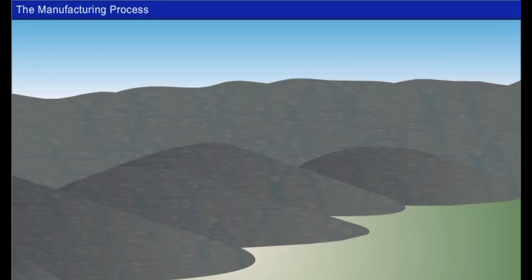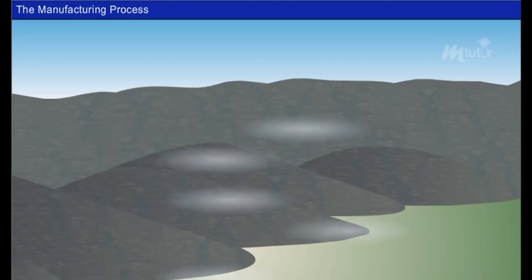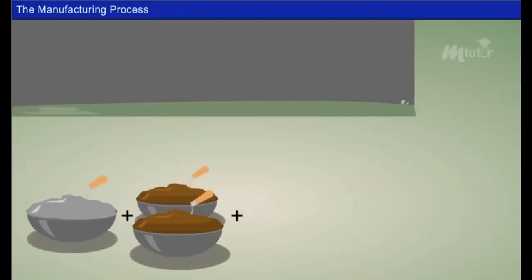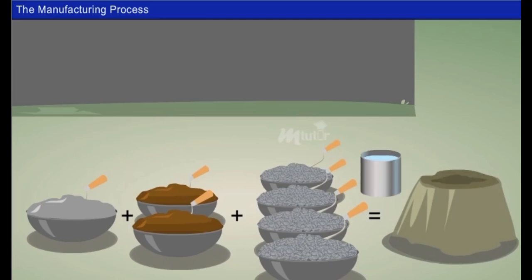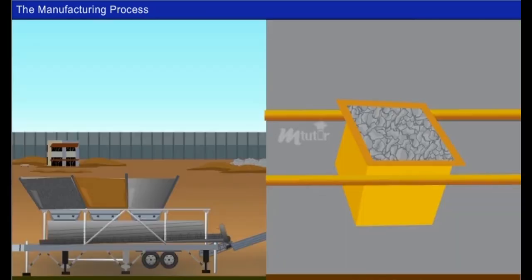Aggregates are generally stored in open stock piles on the ground. Once the materials are stored properly, they can be taken for use when required. The measurement of the quantity of material used in the preparation of a concrete mix is called batching. It could be done in two ways: weight batching and volume batching.